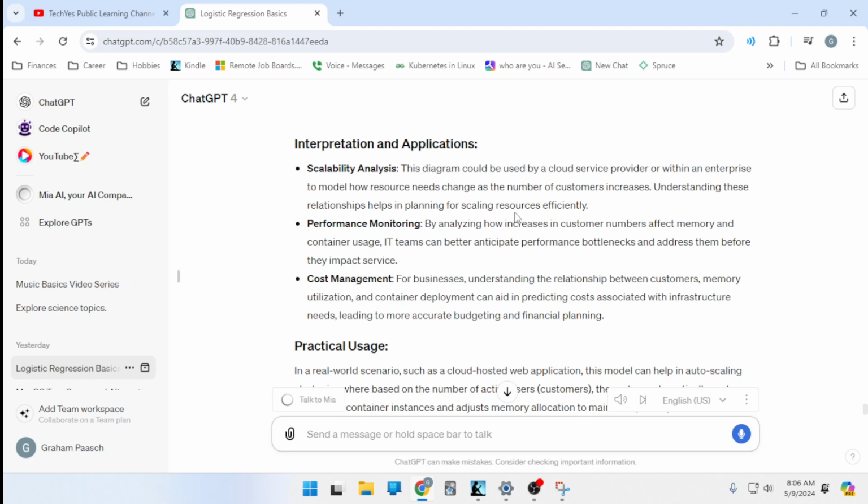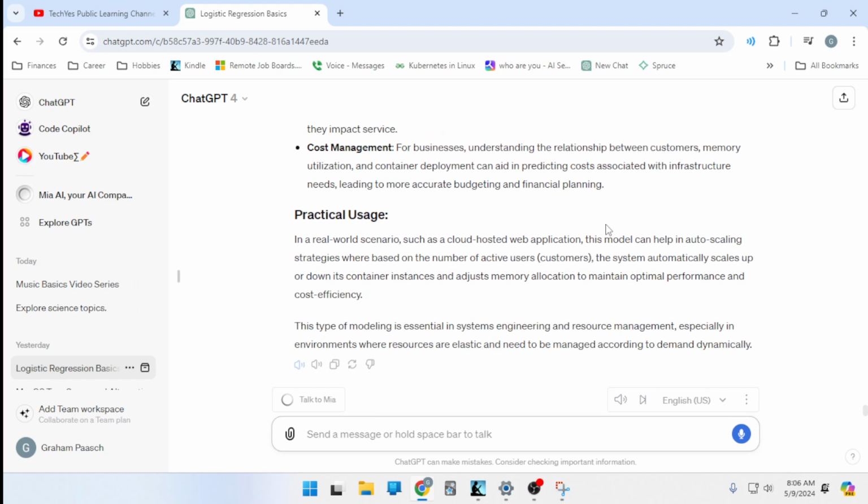Cost management. For businesses, understanding the relationship between customers, memory utilization, and container deployment can aid in predicting costs associated with infrastructure needs, leading to more accurate budgeting and financial planning. Practical usage. In a real-world scenario, such as a cloud-hosted web application, this model can help in auto-scaling strategies where, based on the number of active users, customers, the system automatically scales up or down its container instances and adjusts memory allocation to maintain optimal performance and cost efficiency. This type of modeling is essential in systems engineering and resource management, especially in environments where resources are elastic and need to be managed according to demand dynamically.